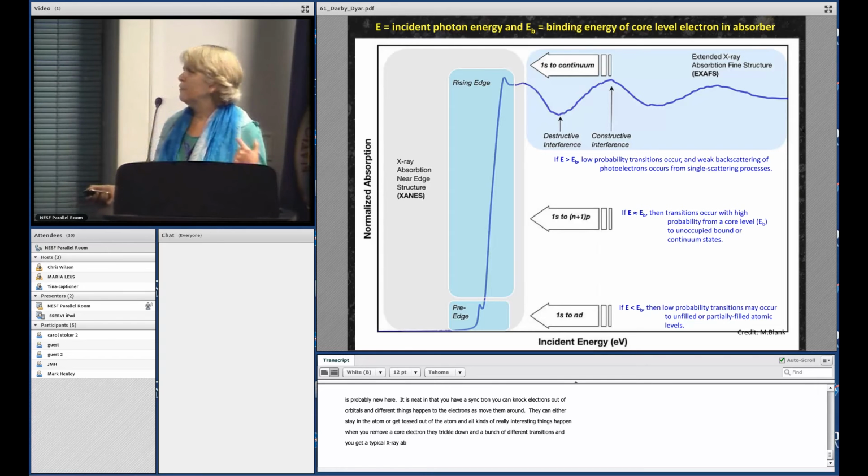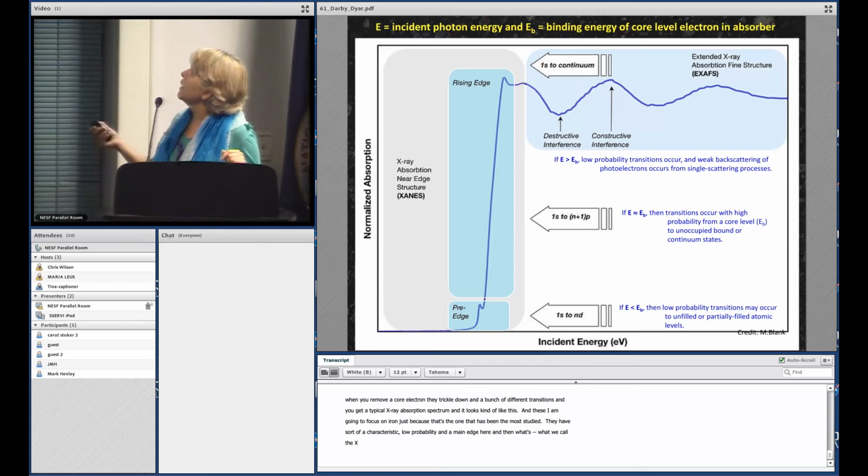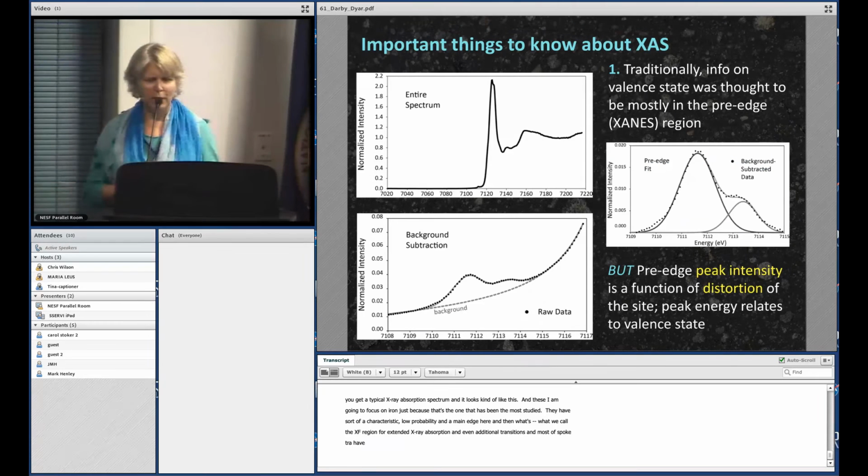Most of them, and I'm going to focus on iron just because that's the one that's been the most studied, have a sort of characteristic appearance. There's a pre-edge region, which is the lower probability transitions, a main edge here, and then what we call the EXAFS region, for extended X-ray absorption fine structure, and that's the even additional transitions, and most XAS spectra have a profile that looks something like this. Again, I could probably talk for hours on that.